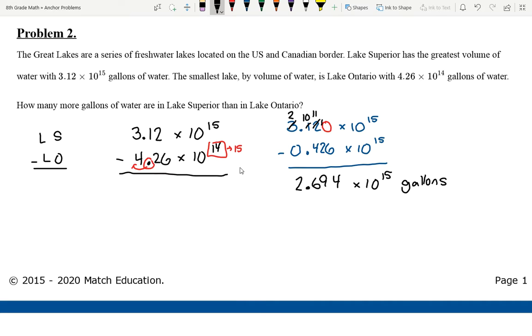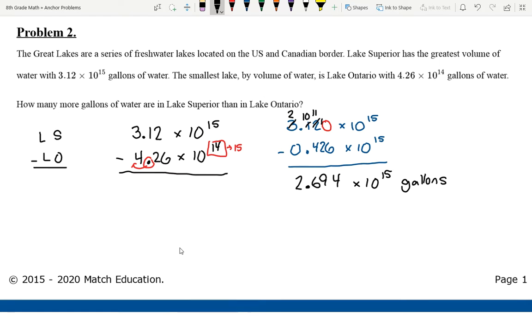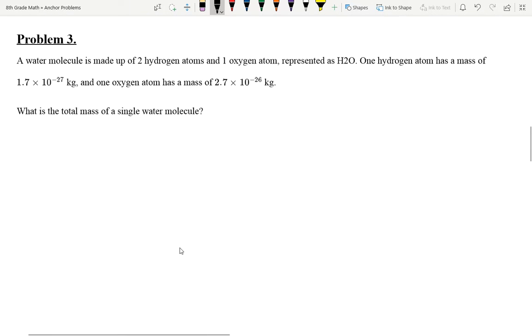Once again, make sure you're getting the same order of magnitude. And you can't just change this to 10 to the 15th, making it bigger, without making this part of it smaller. 4.26 times 10 to the 14th is the same number as 0.426 times 10 to the 15th. It's the same number, just written differently. So we can subtract. Problem 3.